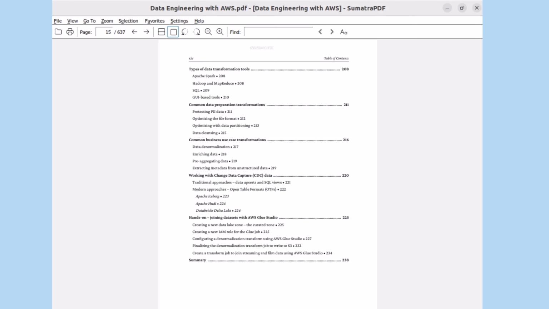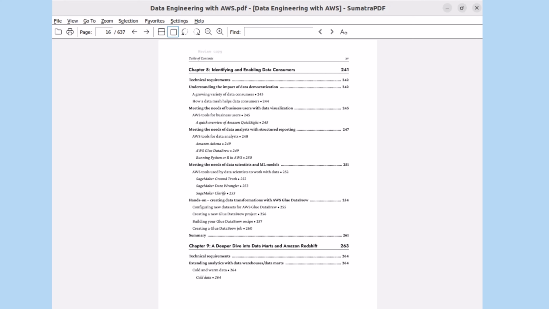Of course, data preparation, use cases, joining. Chapter 8 is for identifying and enabling data consumers: explanations, ML, data scientists, data analysts, how they get along together, what they are supposed to be handling and how, your data transformations themselves with Glue DataBrew. And chapter 9, a deeper dive into data marts and Redshift.